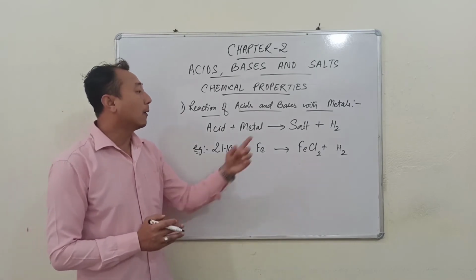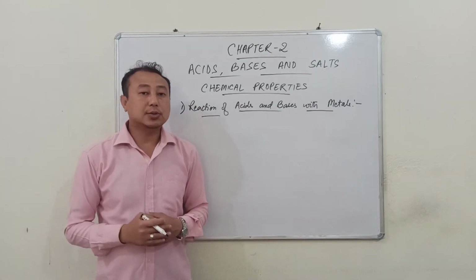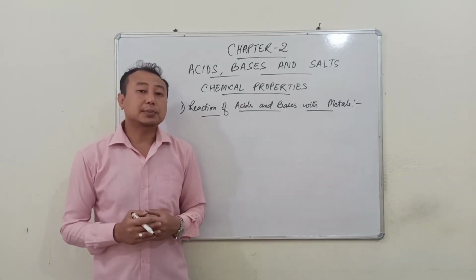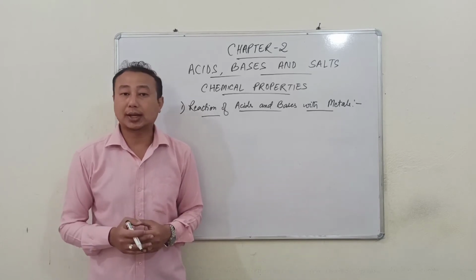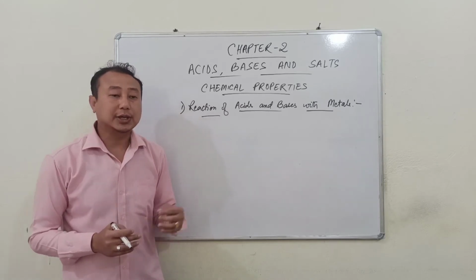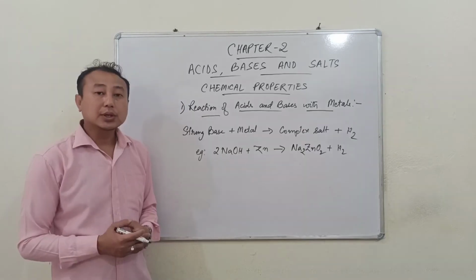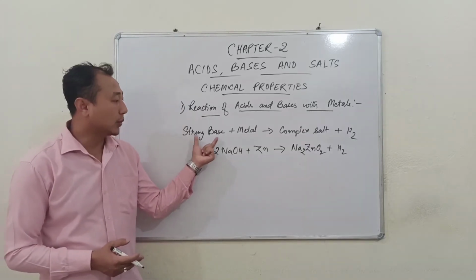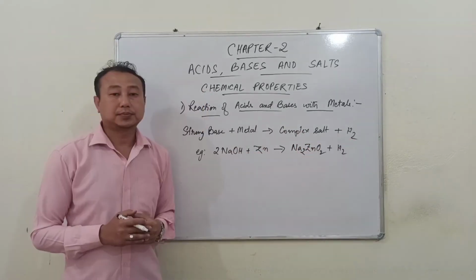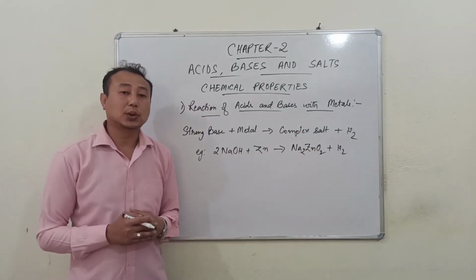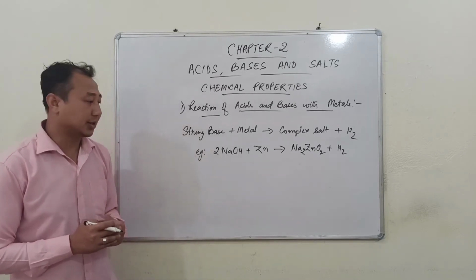Now let's see how bases react with metals. Generally, bases don't react with metals, but some strong bases react with highly reactive metals to form a complex salt and hydrogen gas. So let us see the general equation and then discuss an example. Here, when a strong base reacts with reactive metals, it forms a complex salt and hydrogen. Complex salts are a type of salt which contain more than one metallic part.